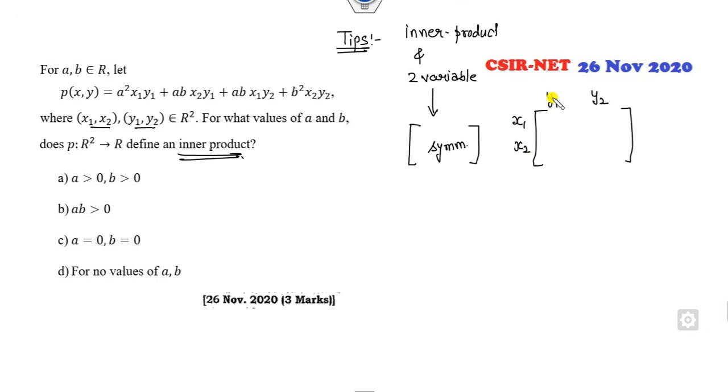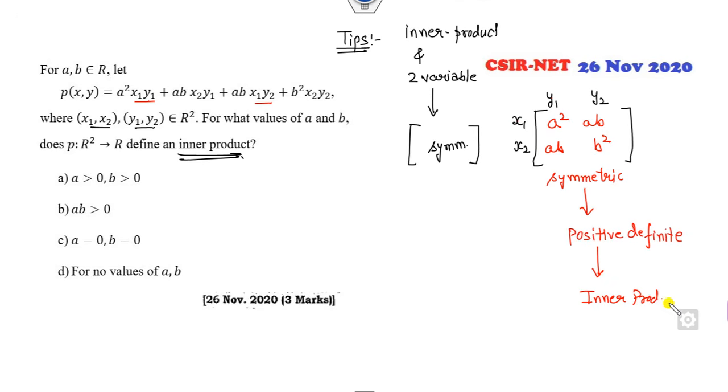What is the coefficient of x1 y1? A square. Coefficient of x1 y2 is ab. This is ab, this is b square. Now you can see, is it a symmetric matrix? Yes, it is a symmetric matrix. Once you form a symmetric matrix, then prove that if it's positive definite, then it is an inner product, otherwise not. That's a simple shortcut tip for you. If it is a symmetric matrix, prove that it's positive definite. If it is positive definite, it's an inner product.